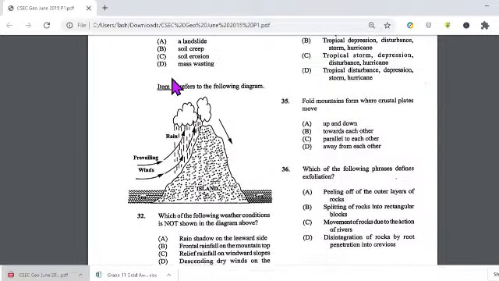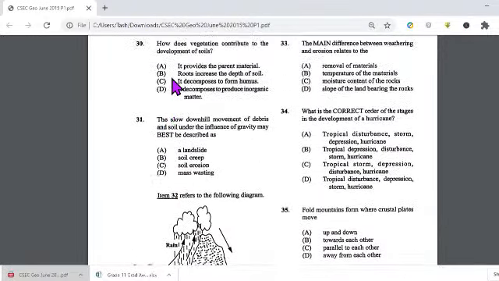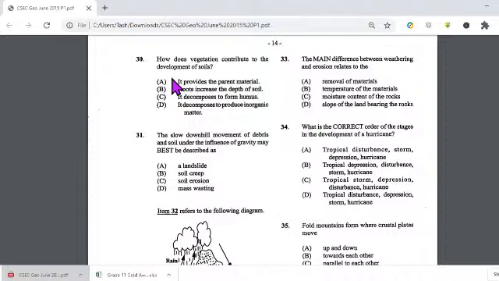33, the main difference between weathering and erosion relates to A, the removal of materials. B, the temperature of the materials. Temperature is certainly out. C, moisture content of the rocks. No. D, slope of the land bearing the rocks. So our answer for number 33 would have been letter A, which is the removal of the materials.